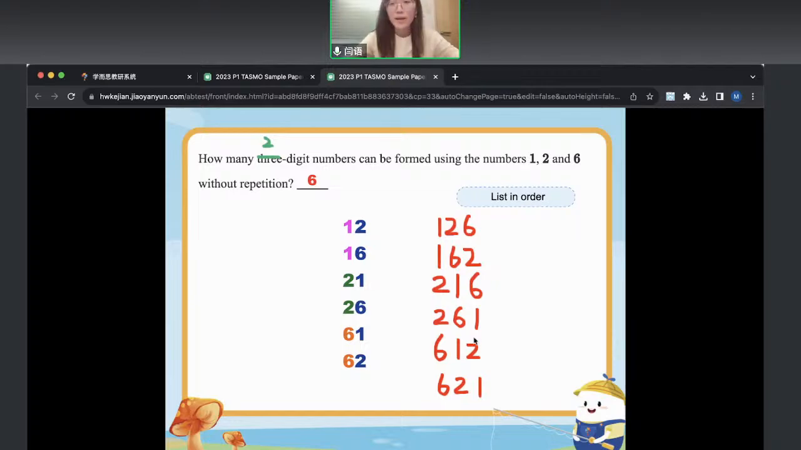For this question, the original one should be how many 2-digit numbers can be formed using the numbers 1, 2, and 6. And also here, if the question asks how many 3-digit numbers can be formed, again, everyone, we just list them in order. Do remember to list them in order, because I know that some students just write down, okay, I get 126, and I have 612, and then I have 216, and then we have 621, something like that. And then you will see that it is super messy, and maybe you will repeat or miss some numbers.